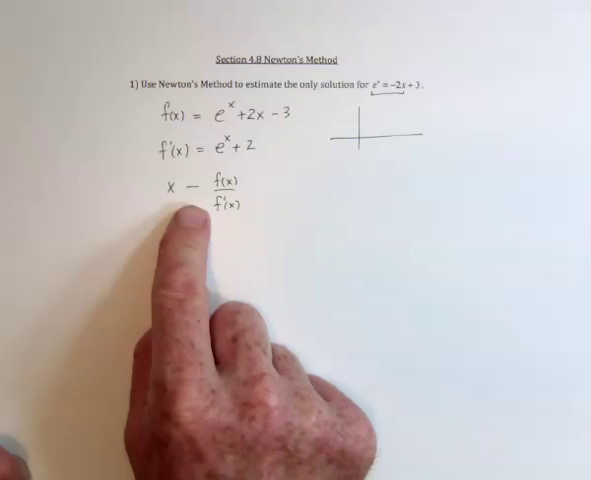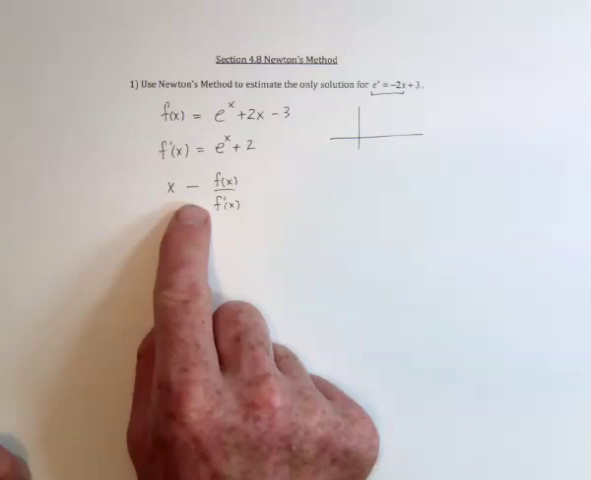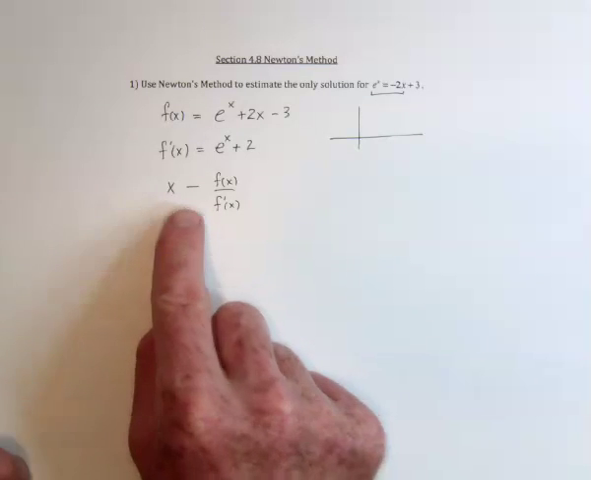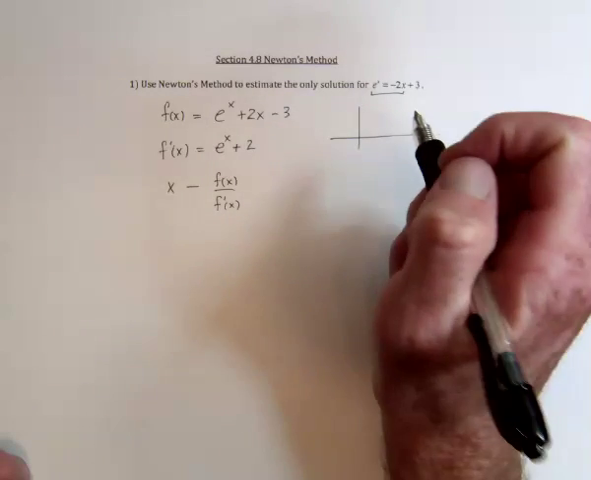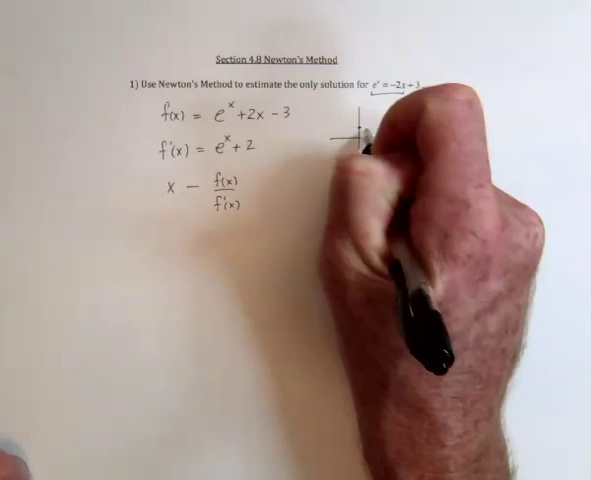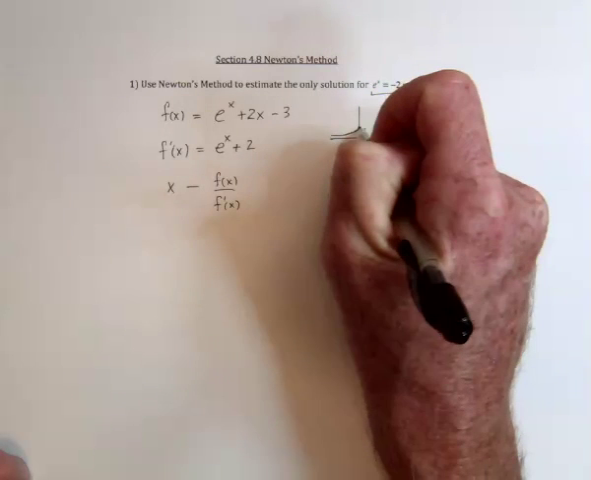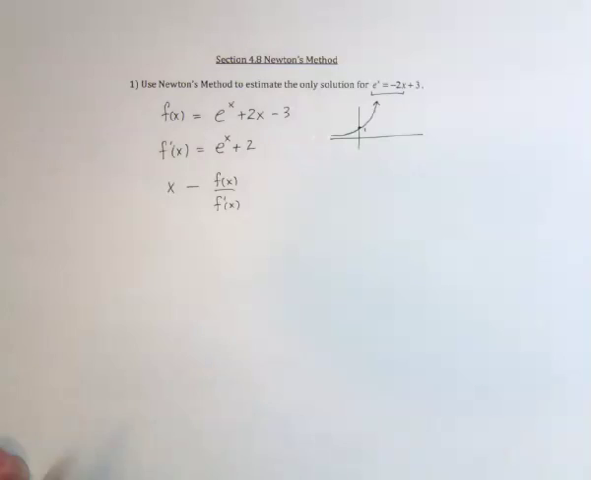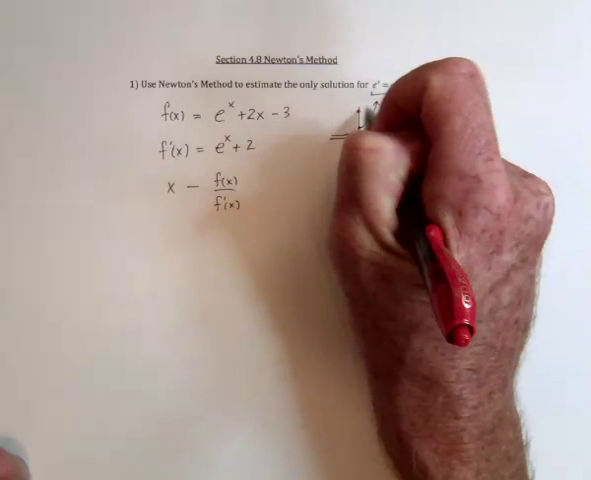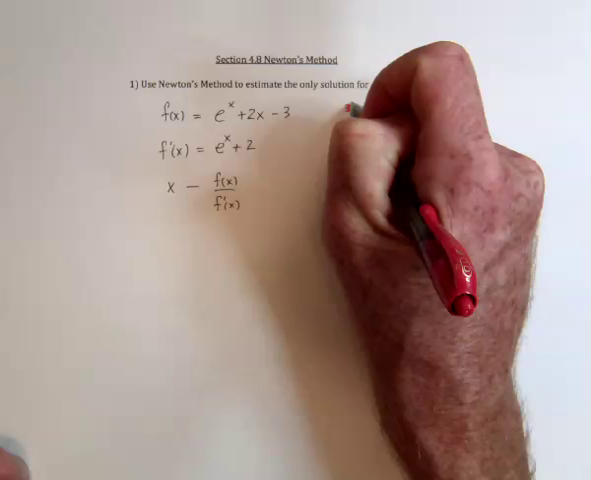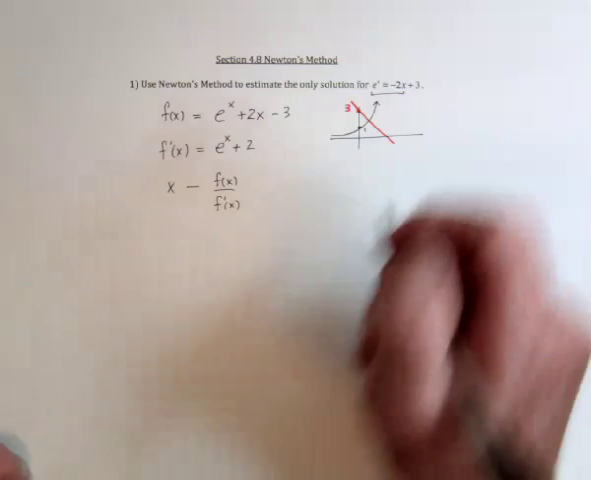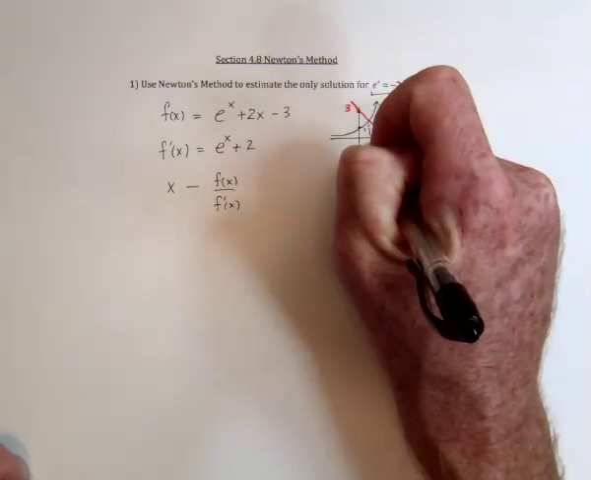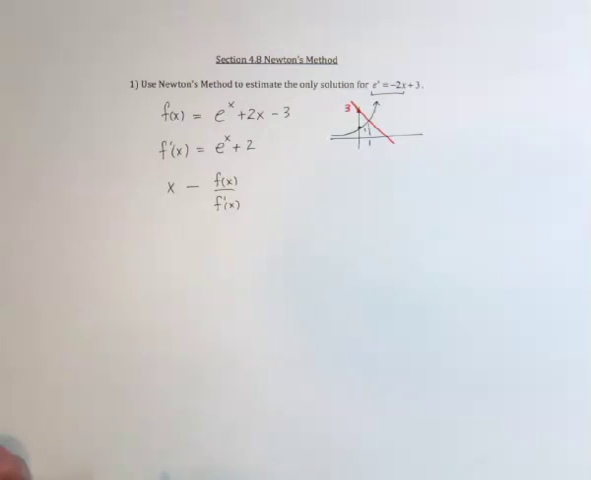You take a guess, plug it in there, take the result, plug it back in there, take the result, plug it back in there, and eventually you'll get a solution. So to get a guess, I could say, here's one. The graph of e to the x grows exponentially, and then this crosses the y-axis right here at 3, and then it goes down at a slope of -2. So as my guess, I'm going to say x equals 1.